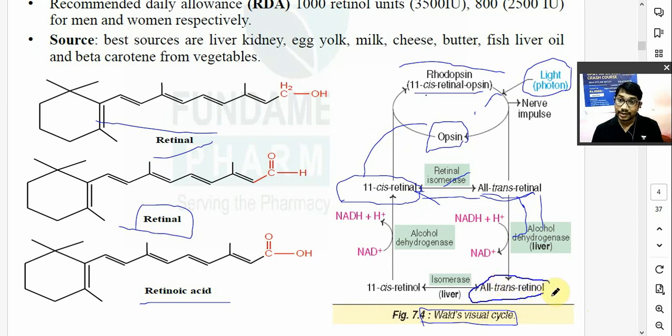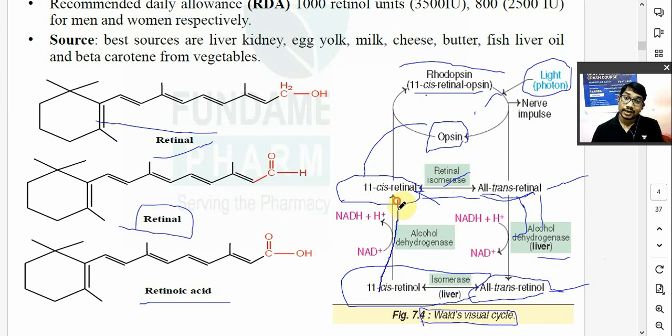Now 11 trans retinol is converted into 11 cis retinol in the liver only by isomerase enzyme, and this 11 cis retinol is again converted into 11 cis retinal by aldehyde dehydrogenase. यहाँ पे अल्कोहल डिहाइड्रोजन नहीं, अल्डिहाइड है, बुक्स में भी गलत है, यहाँ पे अल्डिहाइड होना चाहिए. So aldehyde dehydrogenase बरोबर. Then 11 cis retinal will again participate in the cycle. That's how there is a response to the light.